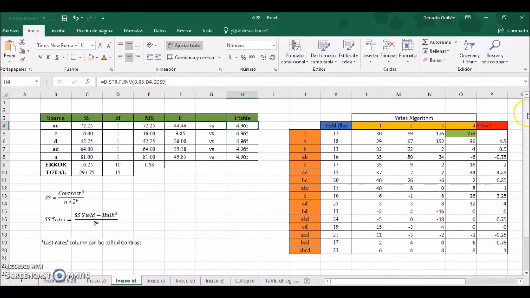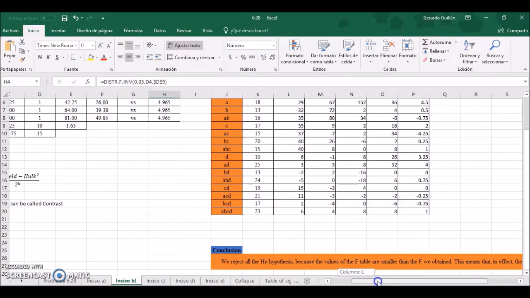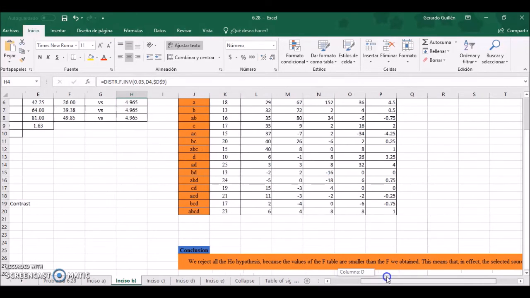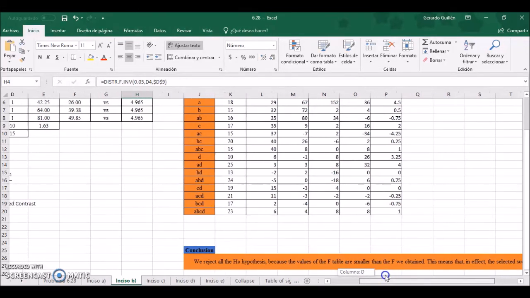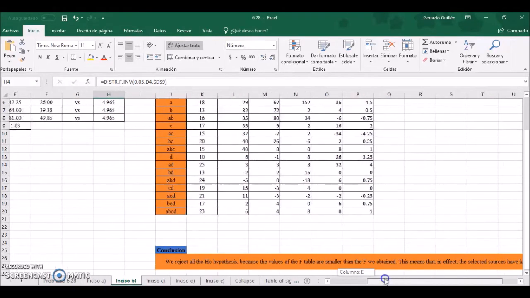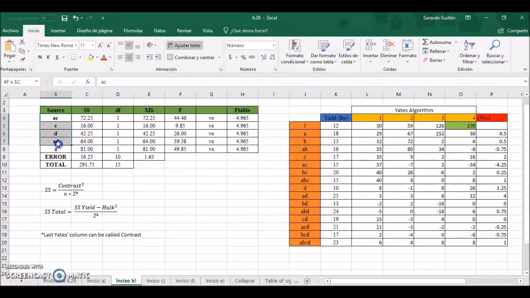Because the F values that we obtained are greater than the F of the table, our conclusion is that we reject all the null hypotheses, because the values of F from the table are smaller than the F we obtained. As I said, this means that in effect the selected sources have larger effects. So the sources that we analyzed before actually have larger effects on the design.